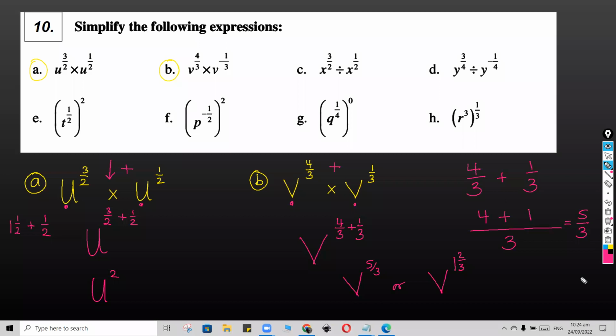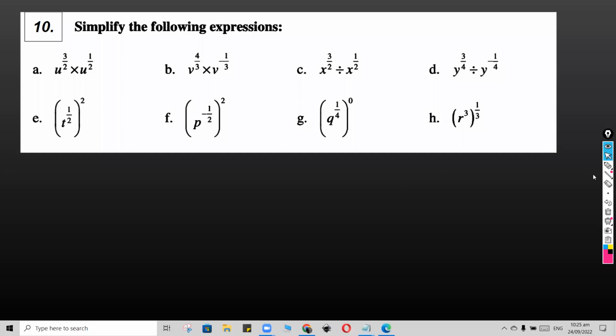I'm just testing the ability here to add or subtract fractions. That's all I'm doing. With that in mind, I want you all to try G for me. How much is G? Simplify the answer as much as possible. So it's G to the power a quarter, open brackets and 0. So these two powers are separated by brackets.